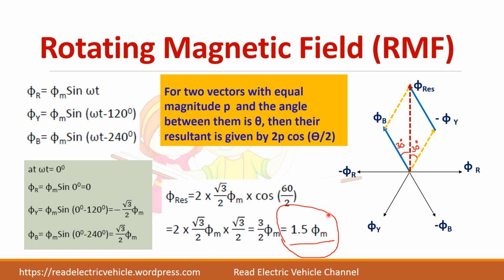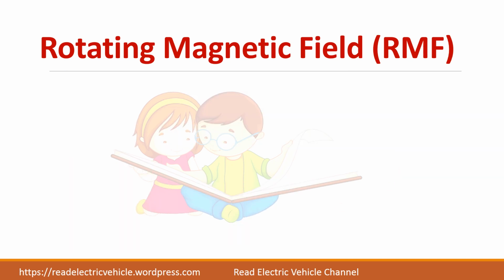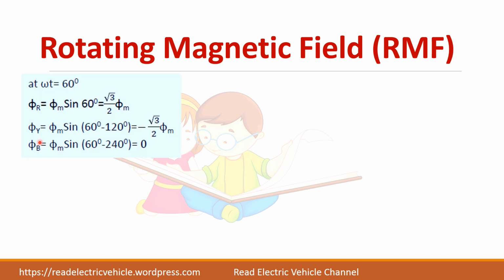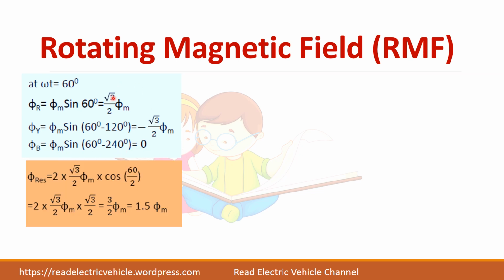So you note down this value. We are going to find the resultant value for different angles. Now we will find the resultant flux for different angles. Let me take 60 degree first and find the flux values. You can see that phi r is equal to root 3 by 2 phi m, phi y is equal to minus root 3 by 2 phi m, and phi b equal to 0. Again one is 0 and two have same magnitude with opposite polarity. So if you find the resultant, you will again get 1.5 phi m.